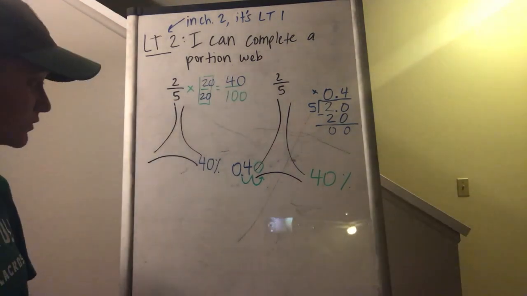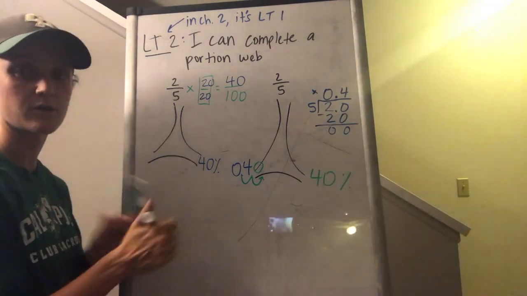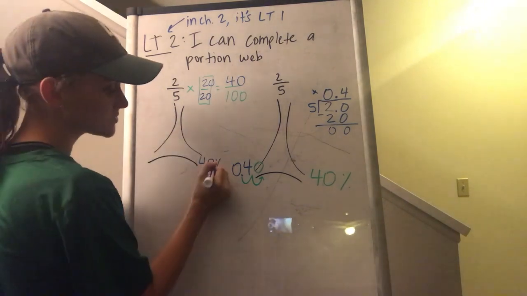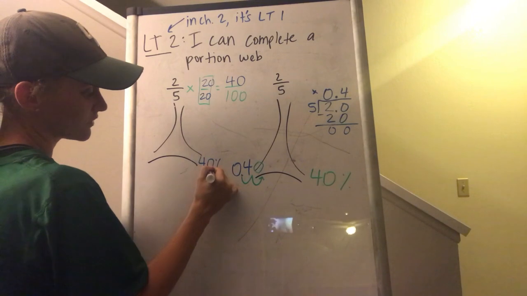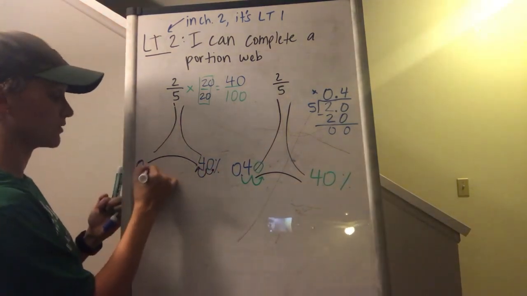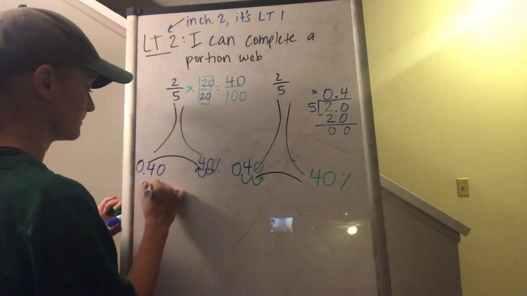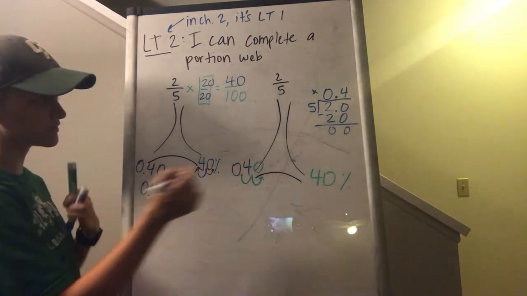Alright, if I want to change a percent into a decimal, I got to move the decimal over 2 places to the left. So remember, the decimal always starts after the number in any whole number. So I moved over 2 places to the left, and so my new decimal would be 0.40. But that's also the same thing as 0.4, which is what we got over here. Alright, so you can see we got the same thing.